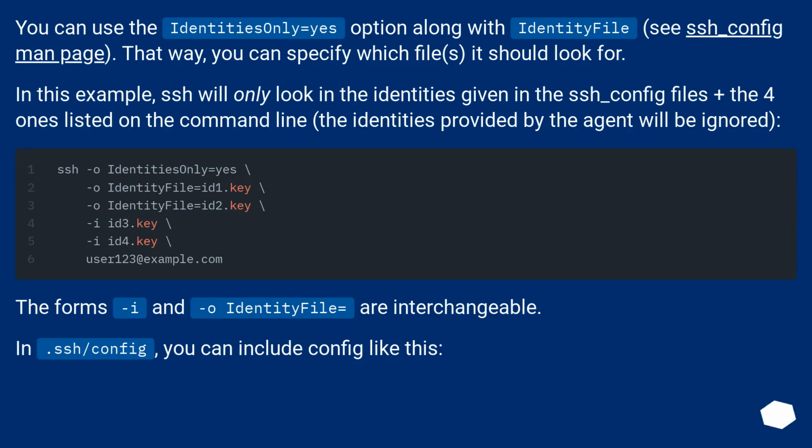You can use the IdentitiesOnly=yes option along with IdentityFile, see the ssh_config man page. That way, you can specify which files it should look for. In this example, SSH will only look in the identities given in the ssh_config files plus the ones listed on the command line. The identities provided by the agent will be ignored. The forms -i and -o IdentityFile= are interchangeable. In ~/.ssh/config, you can include config like this.